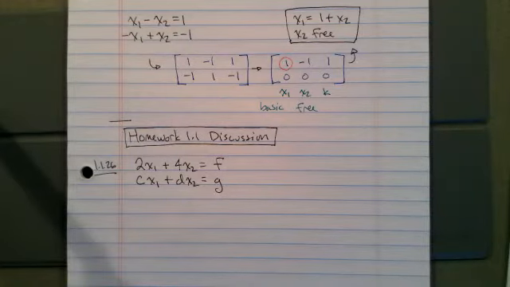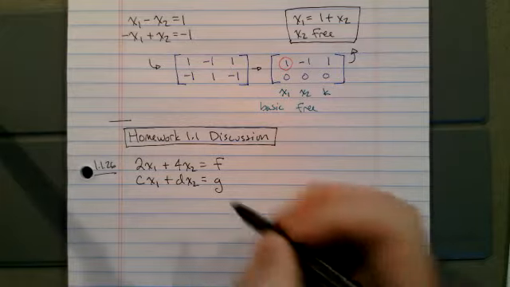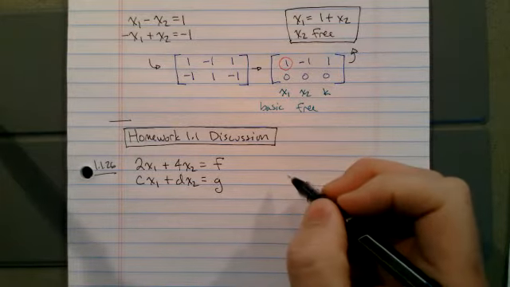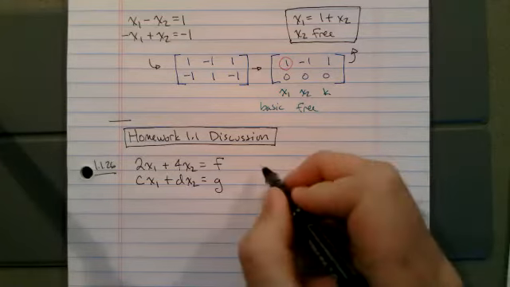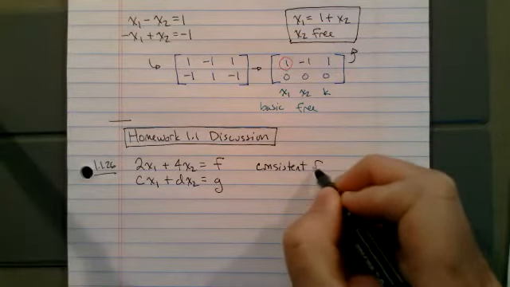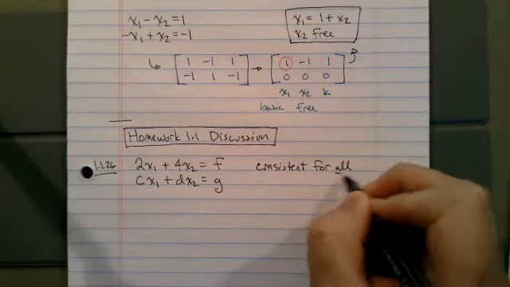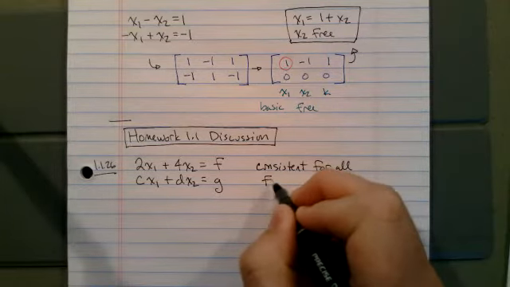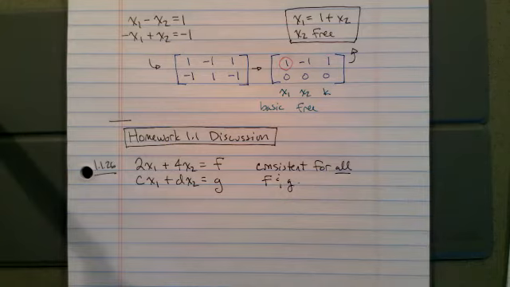So in problem 26 from homework 1.1, we're told that this system is consistent for all values of f and g. So we're going to do the one thing that we know how to do in this section. Write the augmented matrix and find its reduced row echelon form.